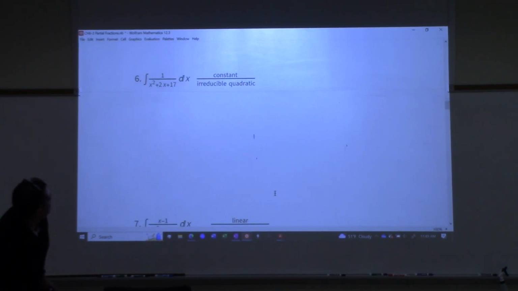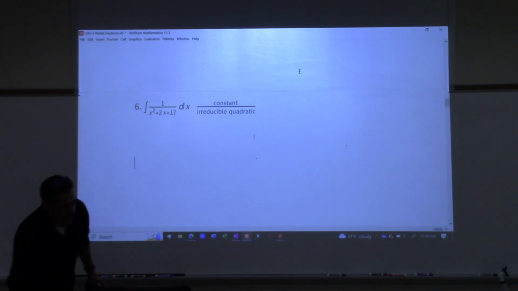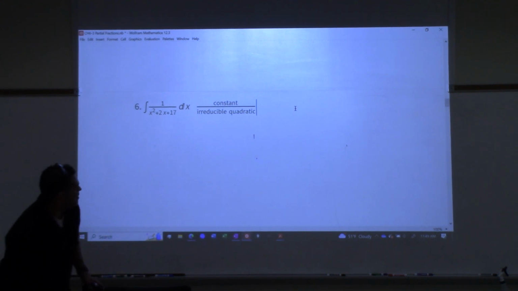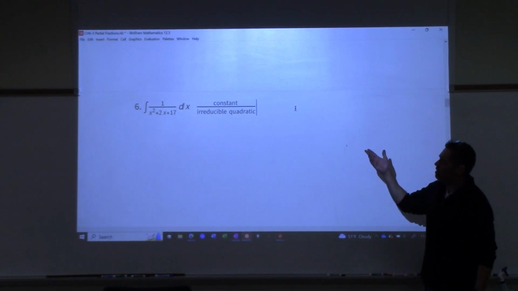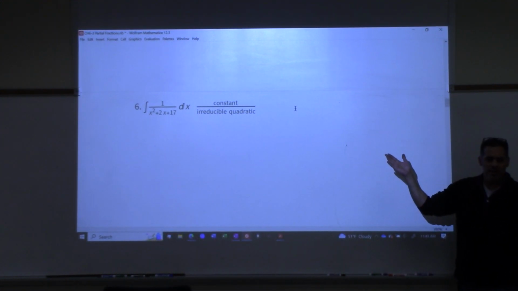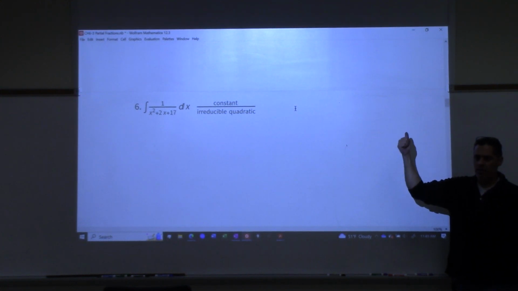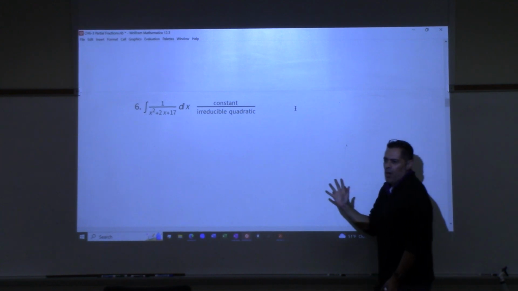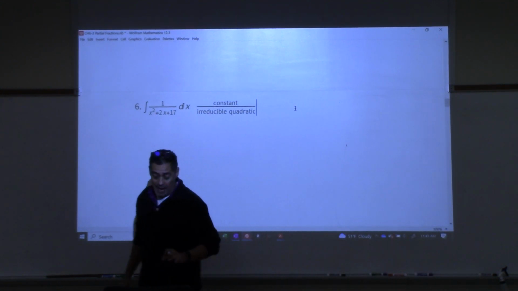A constant over an irreducible quadratic. So let's make sure we understand what I mean by this. The top is a constant, right? 1. Could that constant be a 5 instead? Would it still be a constant? 5 on top, yes? And then I can just pull it out of the integral and it becomes a 1. So I'm always using 1 here, but this could be any number. You just pull it out and it would be back to a 1 up there.